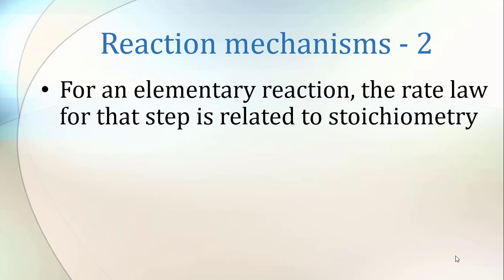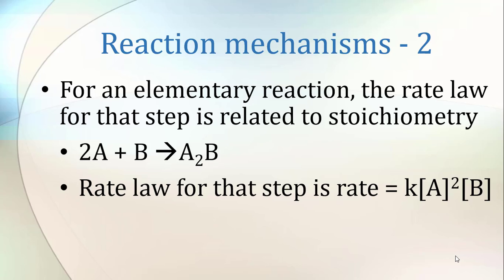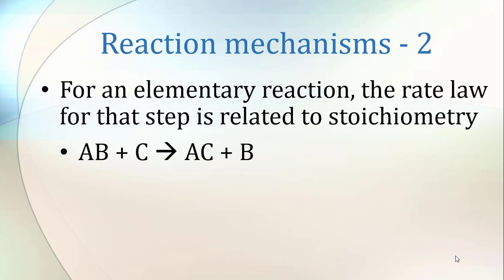Quick review again. For an elementary reaction, the rate law for that step is related to stoichiometry. If this is an elementary step, the rate law is the concentration of the reactant raised to the power of its coefficient. So this rate law would be rate equals reaction constant K times the concentration of A squared times the concentration of B. If this were an elementary step, the rate law would be K times the concentration of AB times the concentration of C.